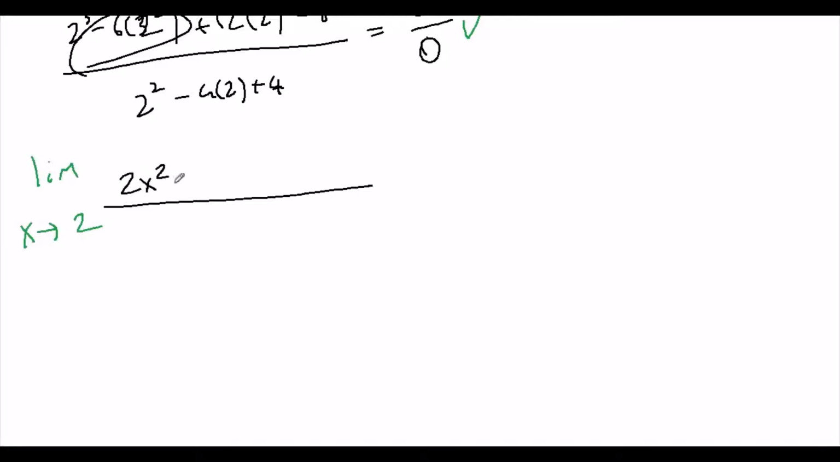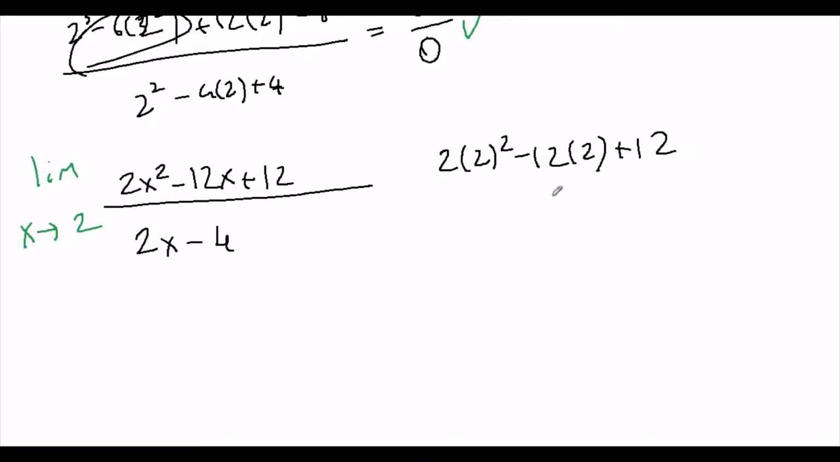is 3x squared, and the derivative of 6x squared is 12x, and the derivative of 12x is 12, the derivative of negative 8 is 0. The derivative of x squared is 2x, the derivative of 4x is 4. Now we're going to plug in 2 again. So we obtain 3 times 2 squared minus 12 times 2 plus 12 all over 2 times 2 plus 4.